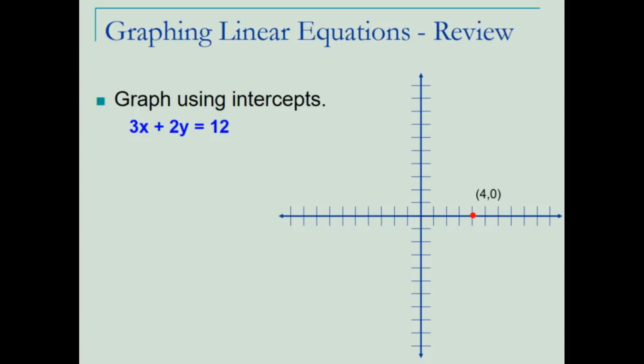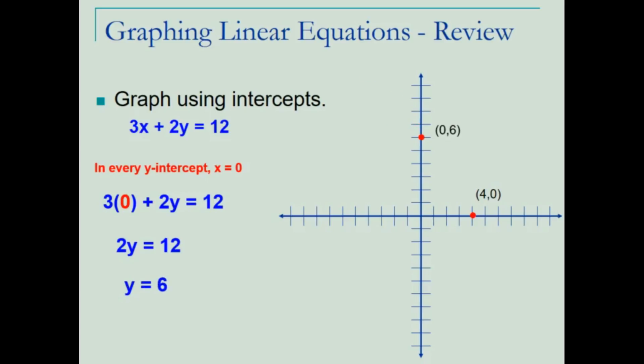In a similar fashion, we can find the y-intercept by letting x equal 0. For any point to land on the y-axis, the x-coordinate has to be 0. So replacing x with 0 in our linear equation and simplifying, finally dividing both sides by 2 leads us with y equals 6. This is the ordered pair 0, 6, which is plotted, and connecting those 2 points, we have graphed the equation of this line by its intercepts.